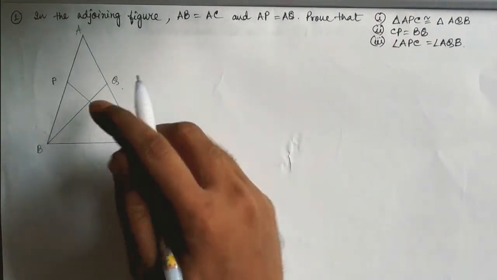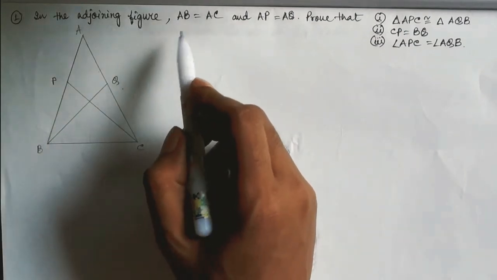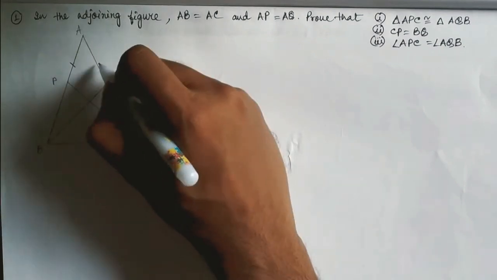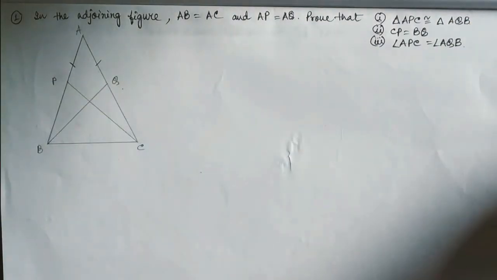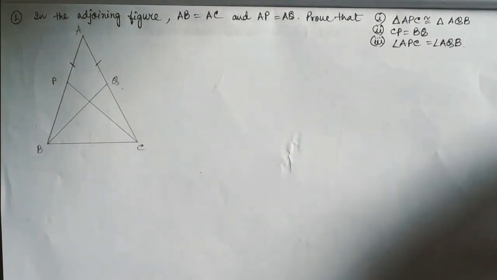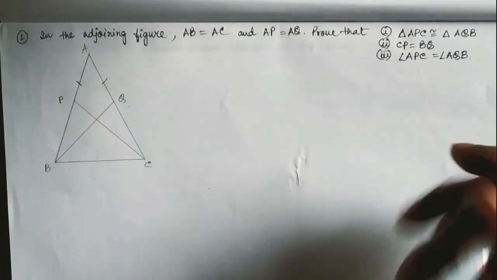In this question, a figure is given and they have told you that the side AB is equal to AC and AP equal to AQ, and then they have told you to prove the triangle APC congruent to triangle AQB. So let's start our sum.